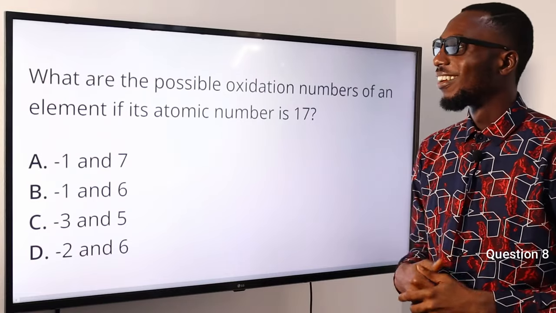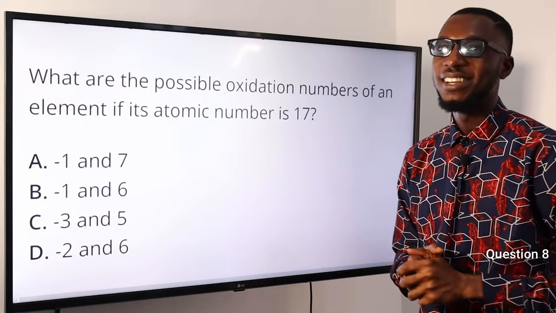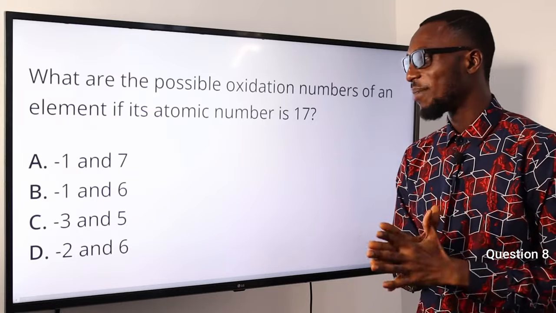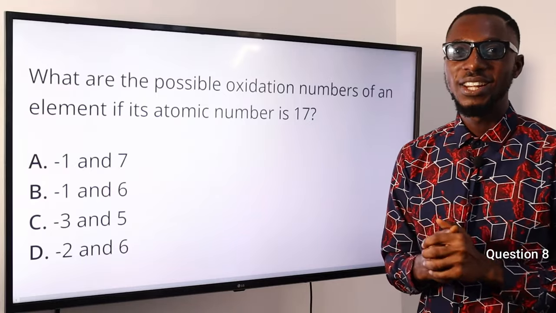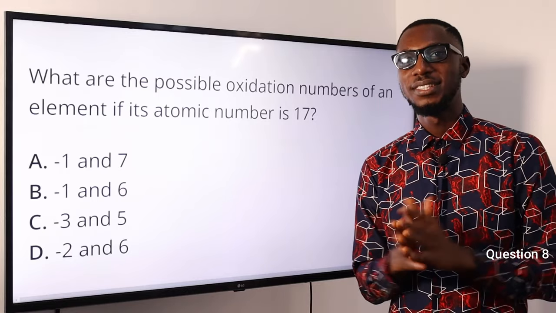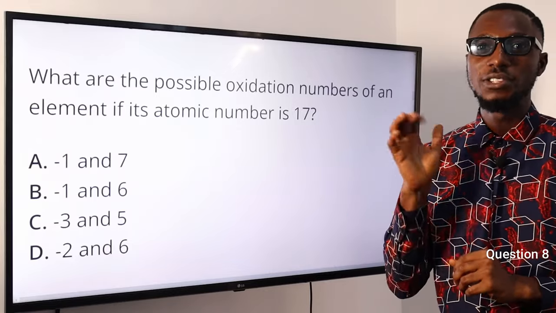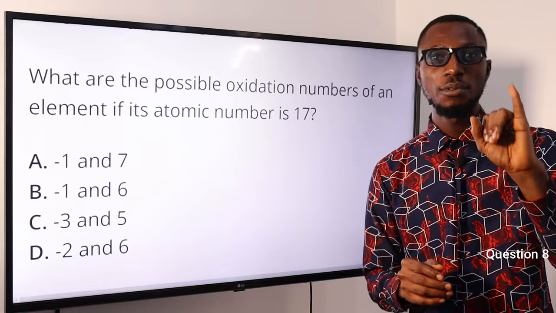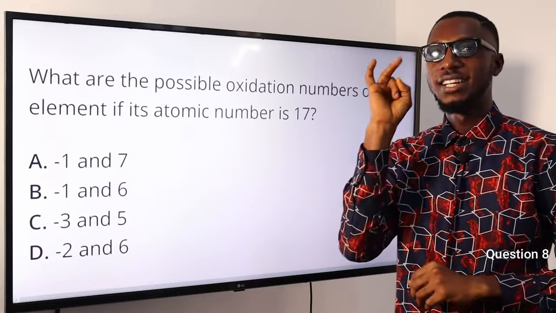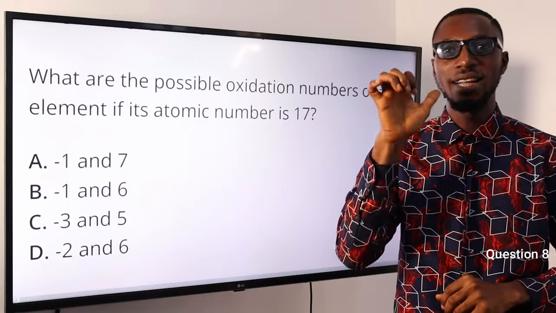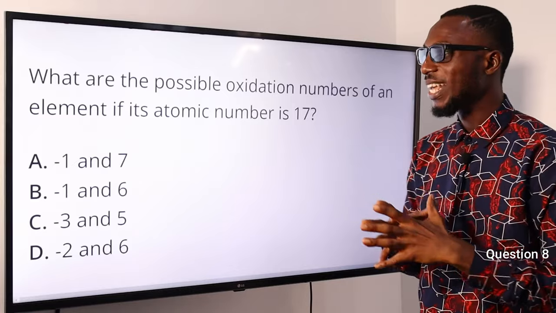Question 8. What are the possible oxidation numbers of an element if its atomic number is 17? You just have to determine that an element with atomic number 17 is chlorine. How do I know? Hydrogen, helium, lithium, beryllium, boron, carbon, nitrogen, oxygen, fluorine, neon. That's number 10, neon. Then we have sodium, magnesium, aluminium, silicon, phosphorus, sulfur, 16, chlorine, argon, potassium, and calcium. So we see that chlorine is number 17. So we are talking about the element 17.